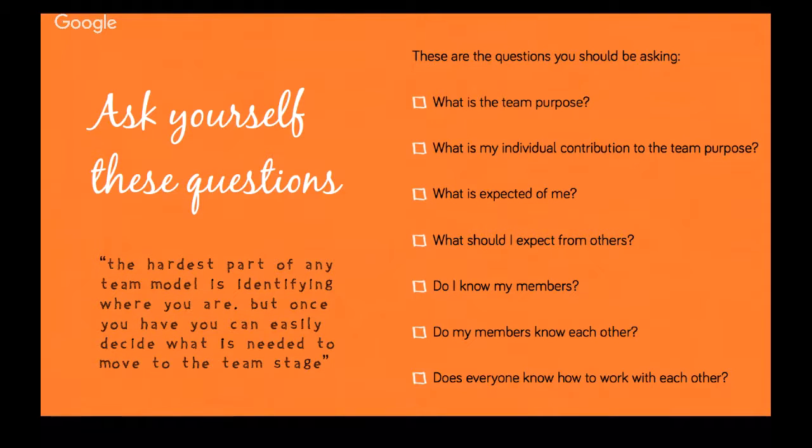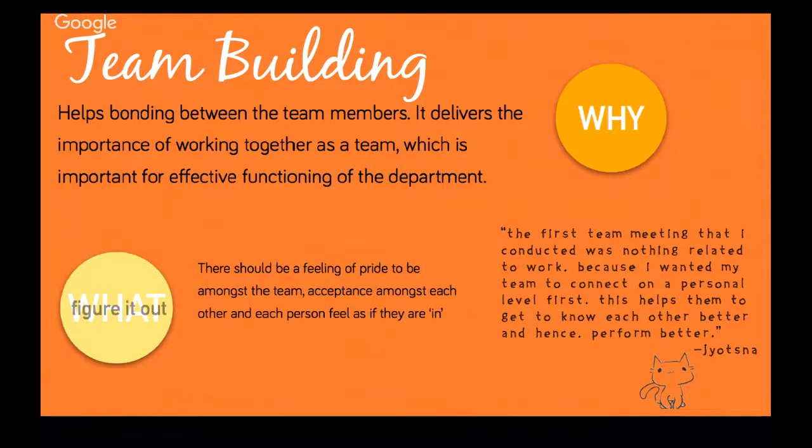There's another thing: you cannot look for a particular strategy of team building. You need to figure out how exactly you start building your team in a positive manner, because every single team has people with different characteristics, and it is up to you how you take their characteristics and personalities and the kind of activities you do so that they start bonding with each other. The importance of team building is that it simply helps build a bond between team members, and it delivers the importance of working together as a team, which is important for effective functioning of the department.